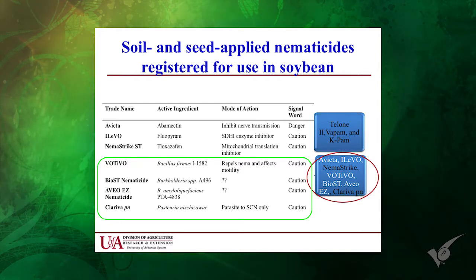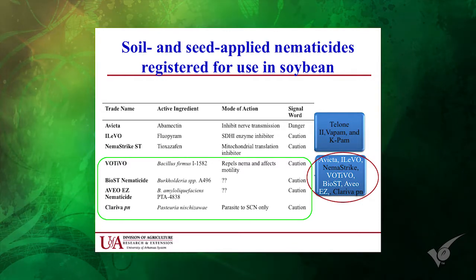about, but we do have the VOEZ, which is Bacillus amyloliquefaciens. Again, I'm not really sure of the mode of action related to that product, but another biological. And then the Chloriva PN, and that's just for soybean cyst nematode alone. So you wouldn't use that in a root knot field. You would not use that in a reniform field. It is only for soybean cyst nematodes.